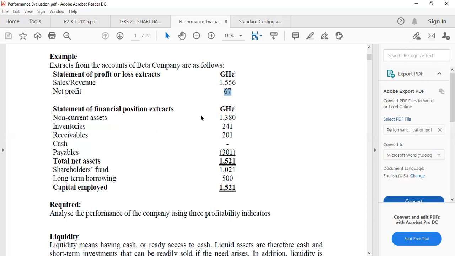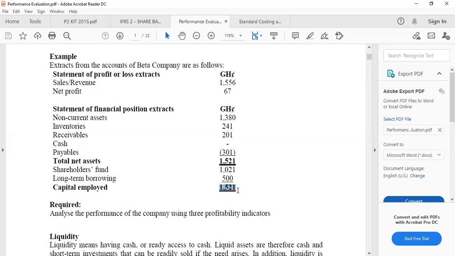The return on equity will be 67 over the shareholders' fund. If we have return on equity, we also have return on capital employed. So it will be 67 over this times 100. We can also calculate return on capital employed, which will be 67 divided by this one multiplied by 100.